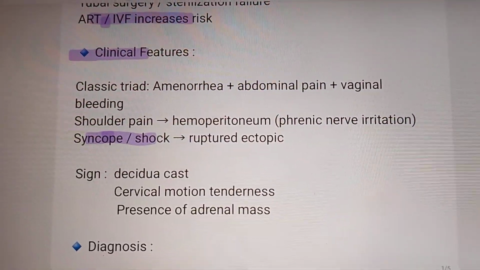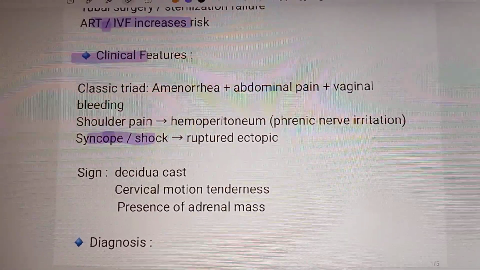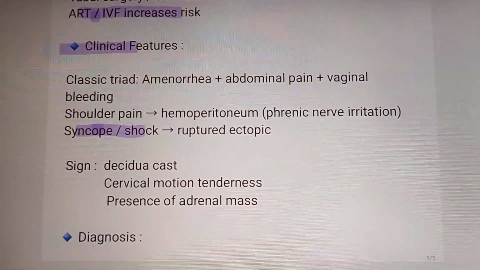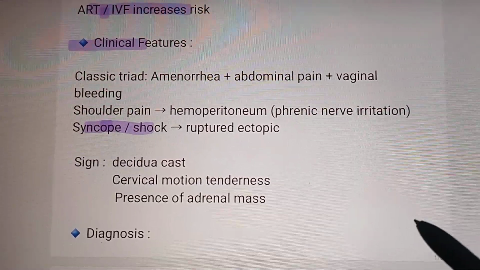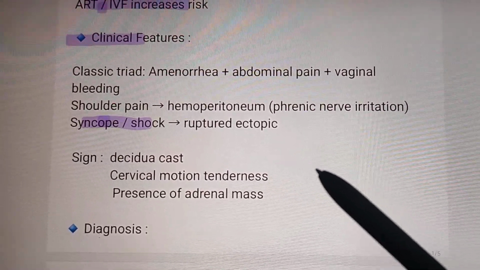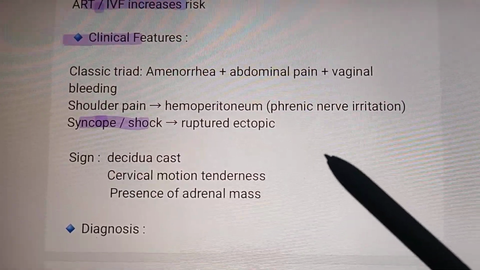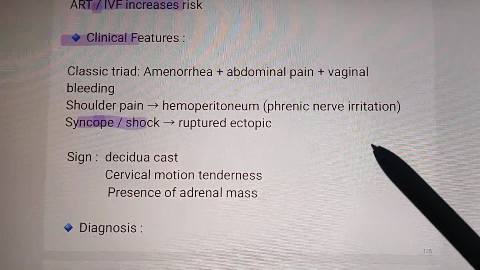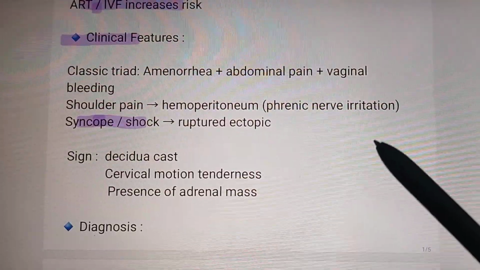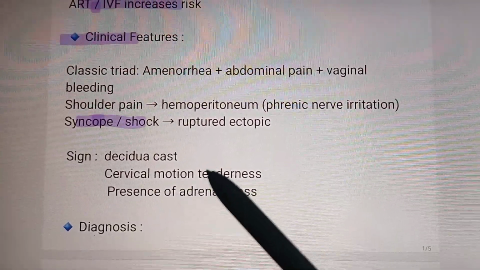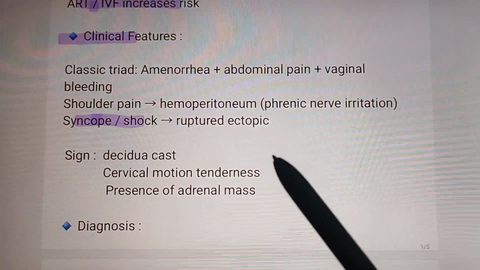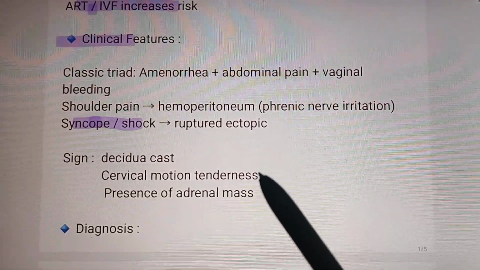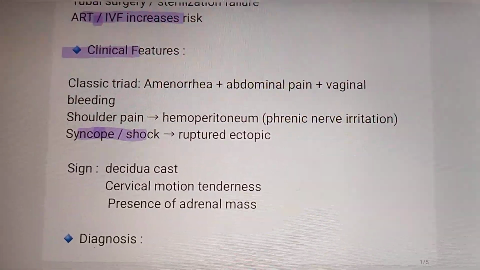Now comes the clinical features. There is a classical triad, that is amenorrhea, abdominal pain and vaginal bleeding, seen in approximately 50% of cases. In case of ruptured ectopic pregnancy, hemoperitoneum can be seen. Blood collects inside the peritoneal cavity, irritates the diaphragm and causes shoulder tip pain. Then syncope and shock can also occur. Shoulder pain is also known as Danforth sign.